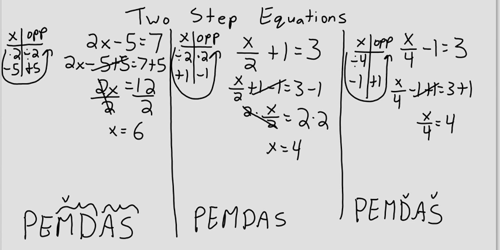is equal to 4. Come back to our T-chart, and we see we're dividing by 4. The opposite of that is multiplying by 4. So I'm going to multiply both sides by 4. I'm left with x on the one side, and 4 times 4 will give me 16.